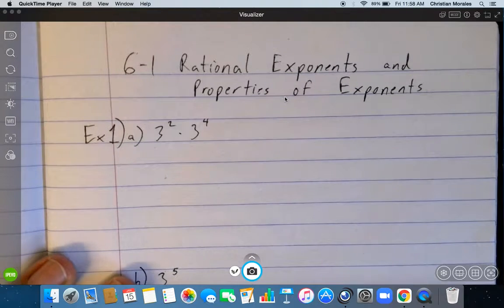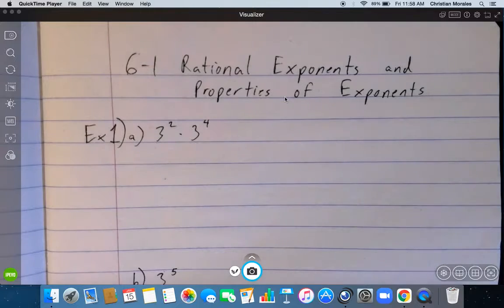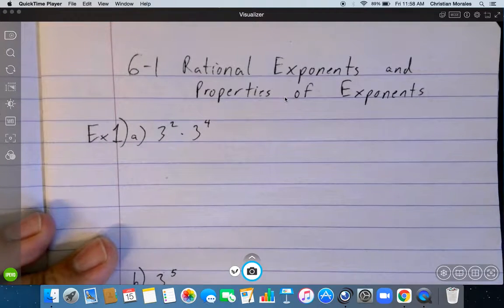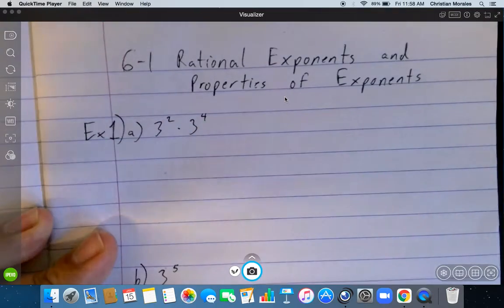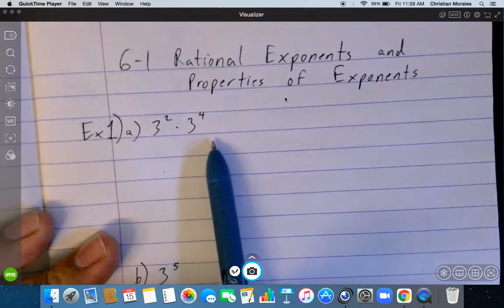Okay, this is the first lesson in chapter 6, 6-1, Rational Exponents and Properties of Exponents. So we're going to be working on different types of problems with exponents, basically. So there's a couple practice problems I want to work on with you. How to solve multiplying exponents.